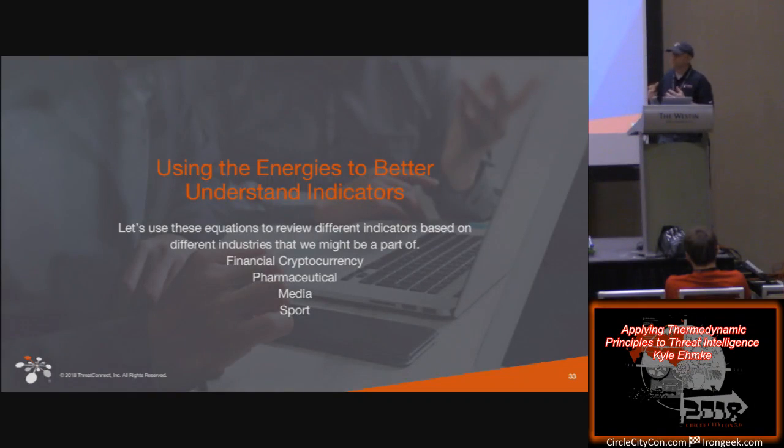So let's go ahead and apply these equations and use these energies to better understand a group of indicators. And we'll evaluate these indicators from the perspective of 4 different organizations. A financial company specifically working with cryptocurrency, and pharmaceutical, media, and sporting organizations. Admittedly, these are kind of cherry-picked, but hopefully they give you an idea of how we can go about applying this framework to a group of indicators.